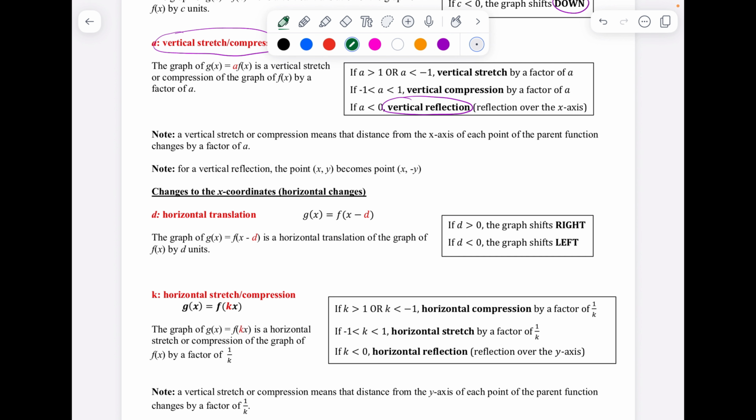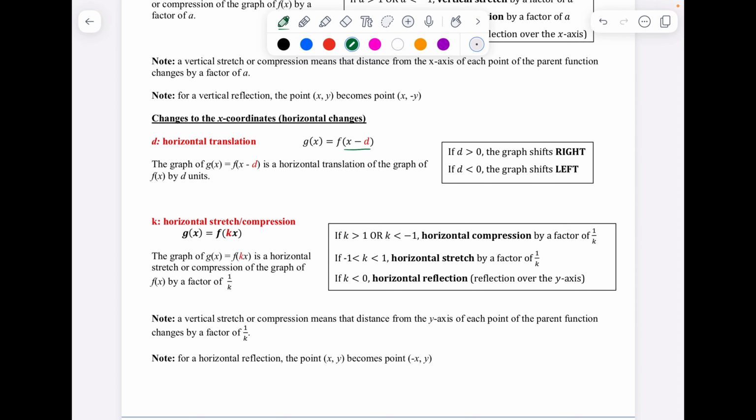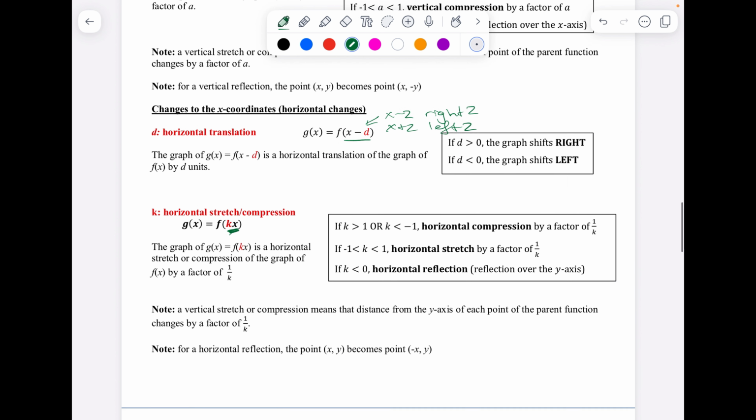So we can horizontally translate, so shift things right and left. We can do stretches and compressions if we multiply the x values. Okay, and what we're going to see here is that whatever happens to x is always opposite of what looks like is happening. So x minus 2 would be right 2. X plus 2 would be left 2. So same as what we saw in parabolas in grade 10, whatever happens to x is opposite.